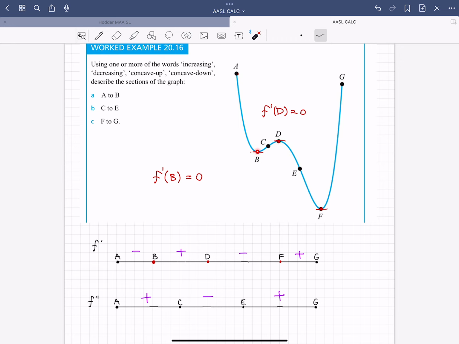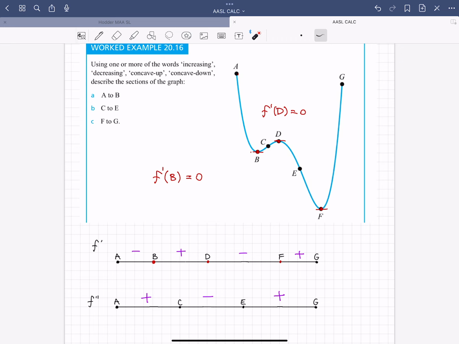So if you think about x equals B, f prime of B is 0, but f double prime is positive, right? So at B, that would be right here. f double prime is positive. So you have a stationary point, and around it you have this concave up shape. So that makes this a local minimum.